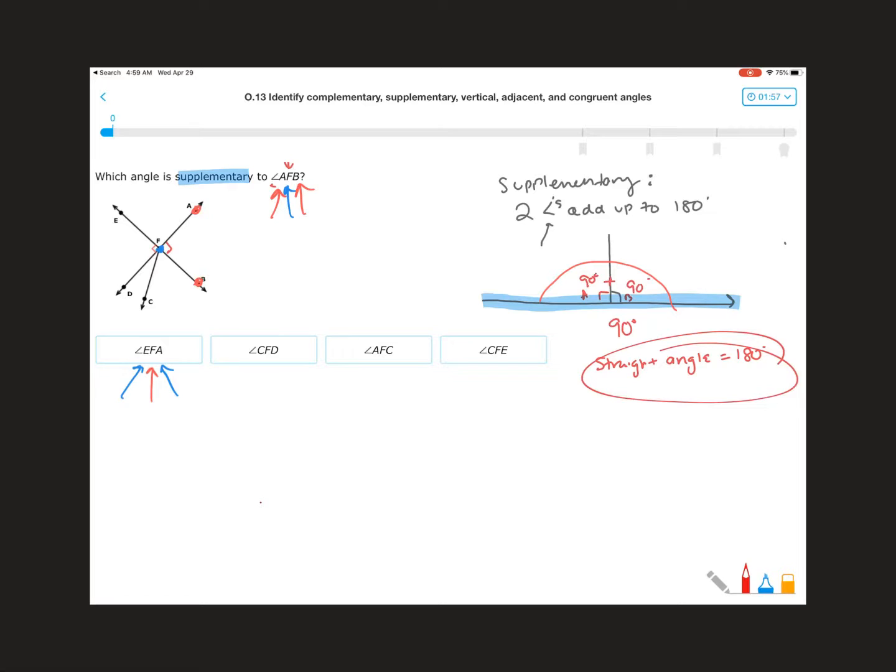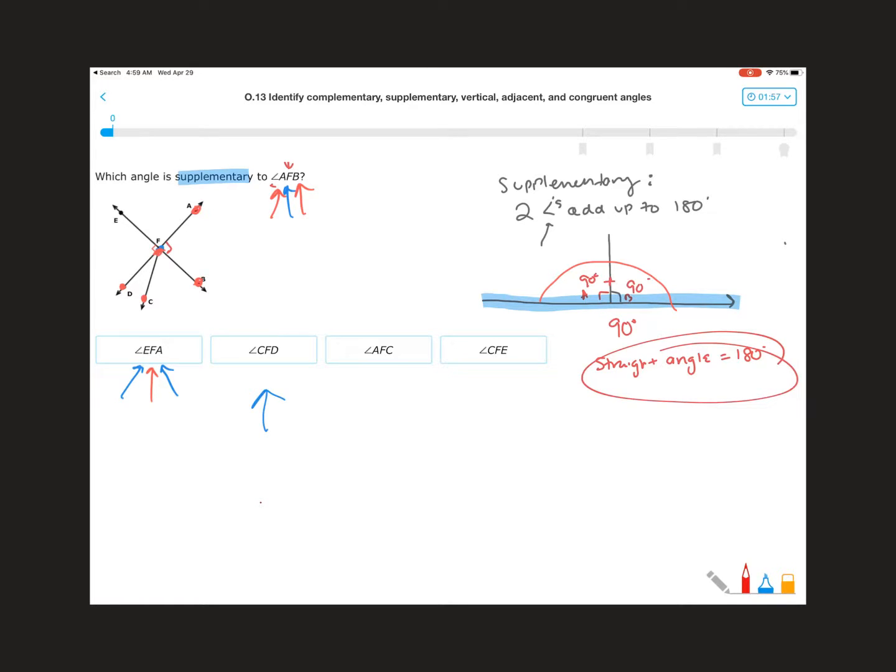And then you want to look for another angle that will give you that straight angle. Okay, so let's go try this first one right here. CFD. I don't know how long I take to do that, so here we go. CFD. Let's go do it ourselves. CFD. There we go. So check this out.